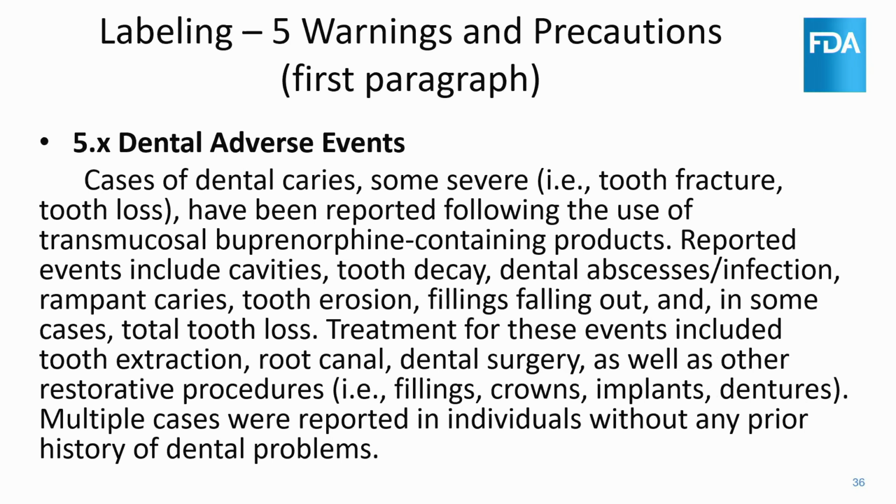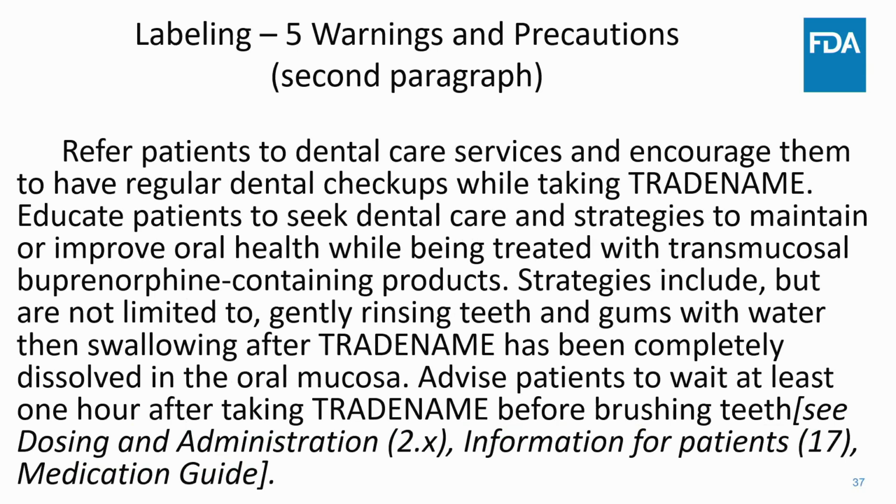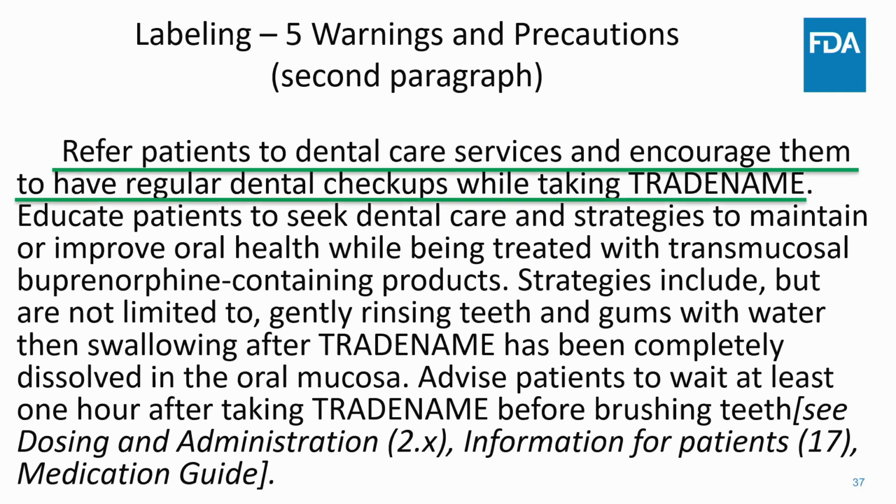And so here it is. This is the language that now appears in labeling. I have this on 2 slides. There's 2 parts. This is part 1. Here we describe the adverse events, and by now you've heard about these: rampant caries, teeth falling out. We also mentioned again that many of these cases occurred in people without any prior history of problems. The second paragraph informs the prescriber what they should do about it. So I'm going to take a little bit more time here. So first, let me click.